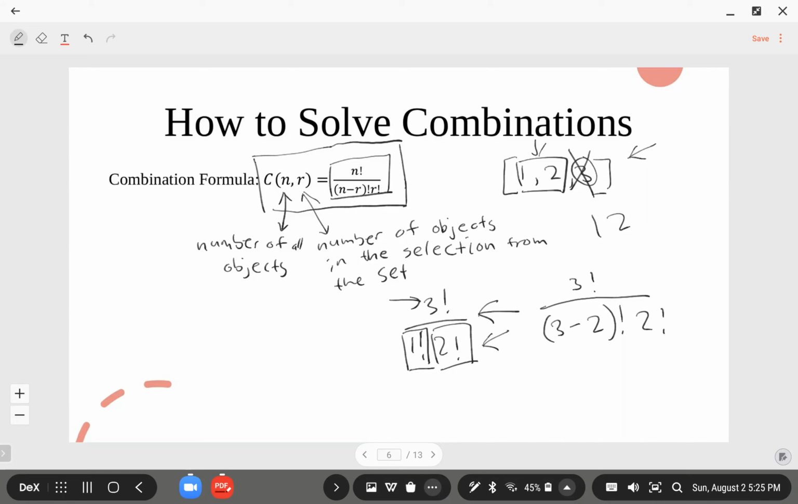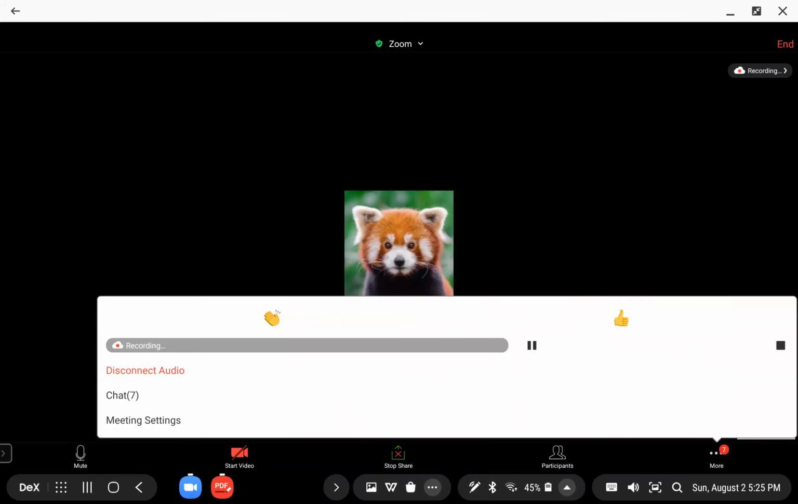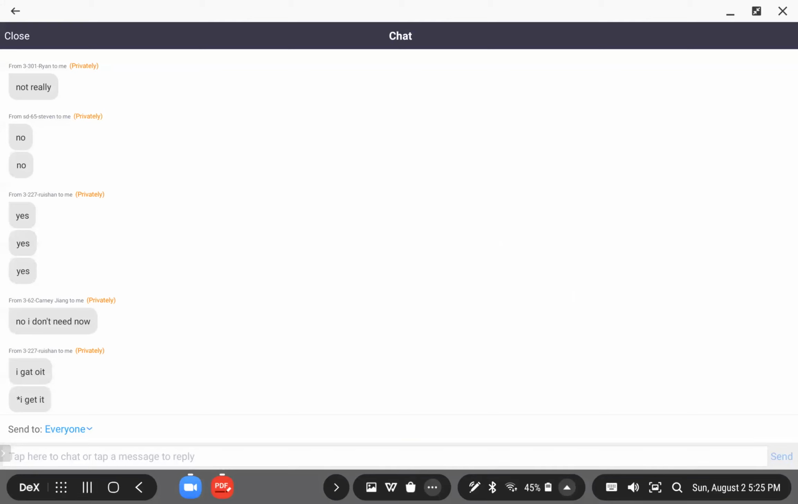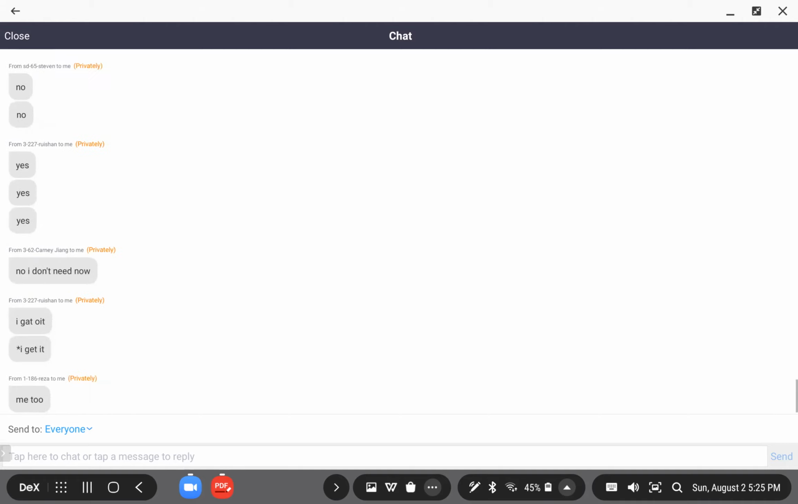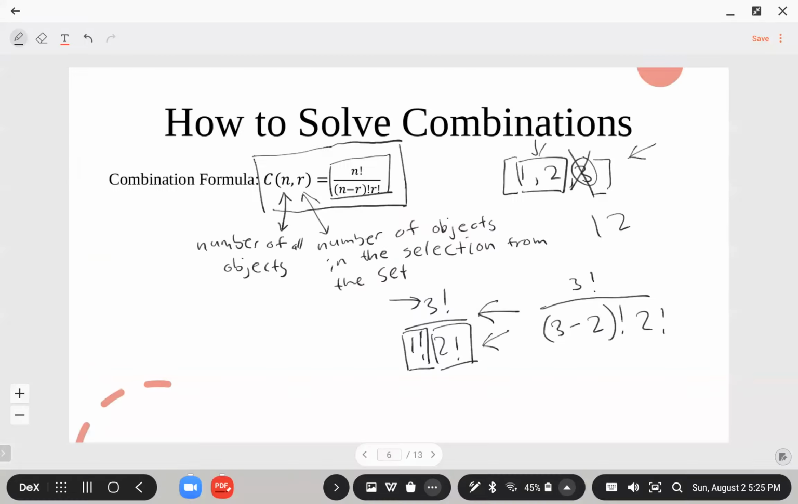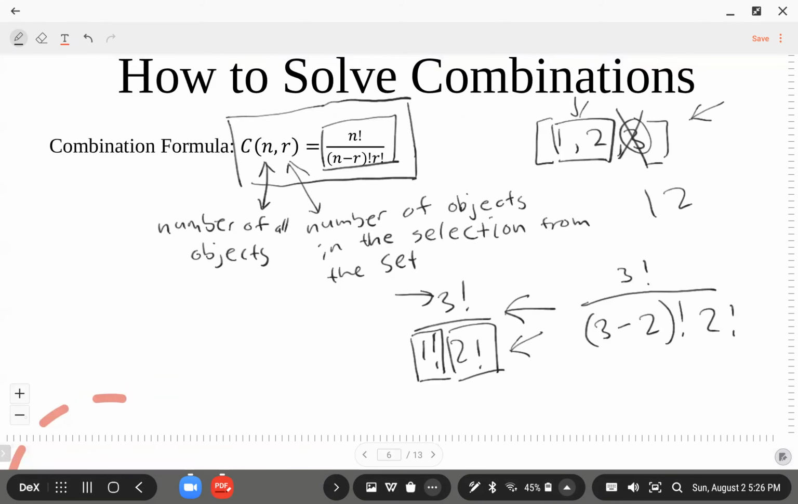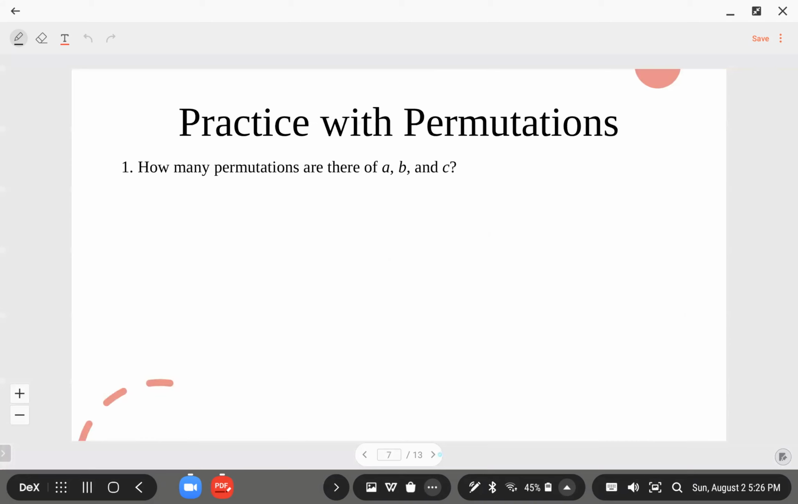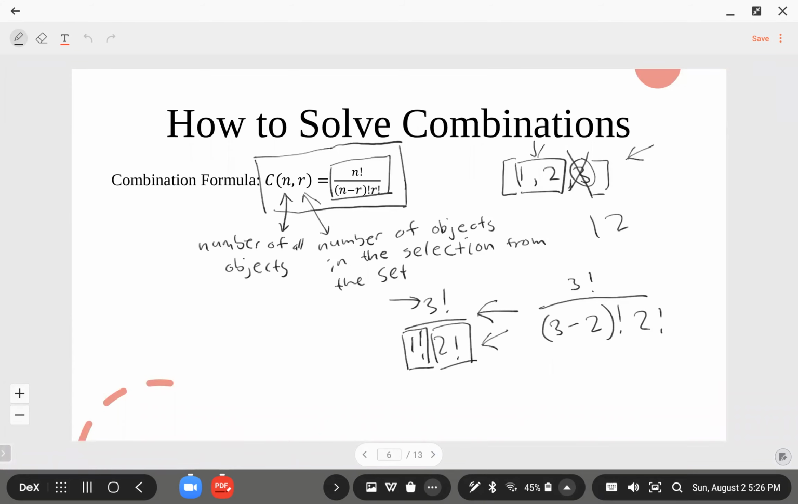In the combination formula, the definition, I said that in combinations, the order does not matter, okay? Okay, somehow I can't get these slides. Oh, there we go. Okay.